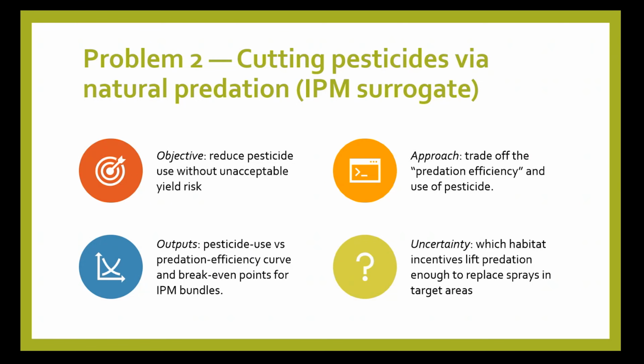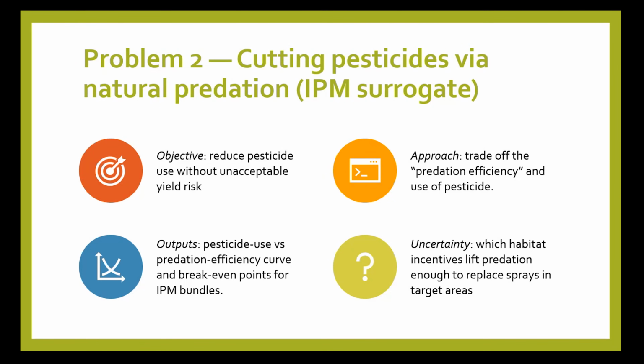So the objective as a policymaker would be to reduce pesticide use without unacceptable yield risk or economic losses. And the approach would be, okay, let's try to trade off the predation efficiency and the use of pesticides. So how good is the natural system in predating pests and therefore reducing losses of yields compared to the use of chemical pesticide? So again, we do not have information on the predation efficiency.